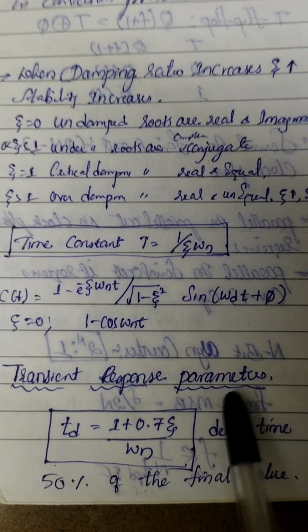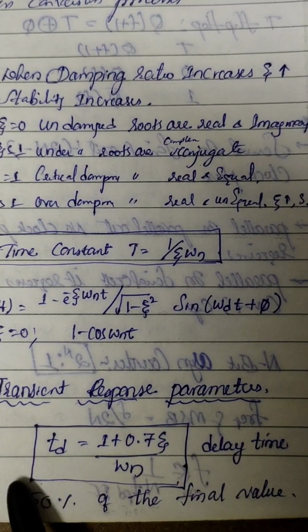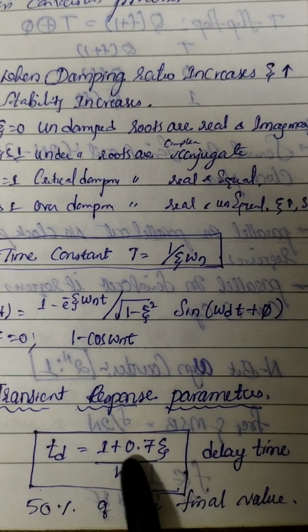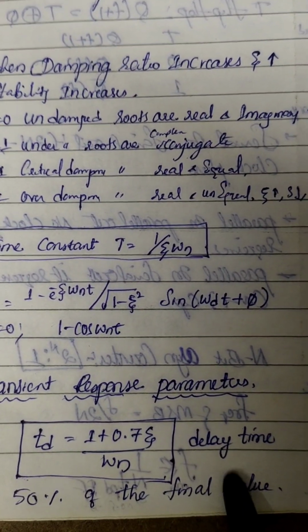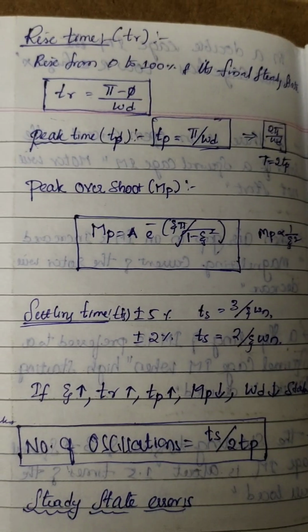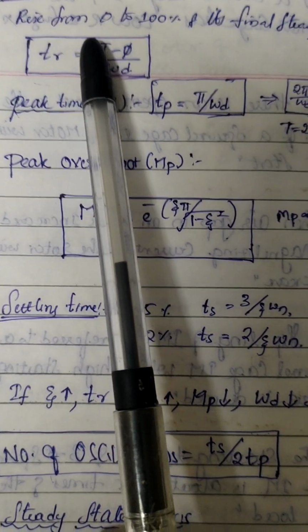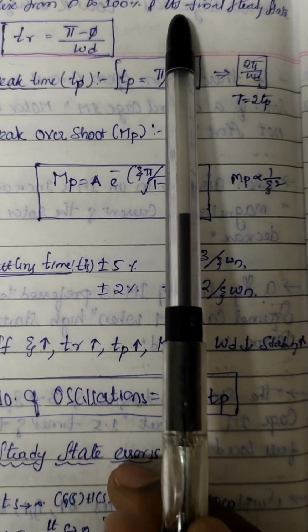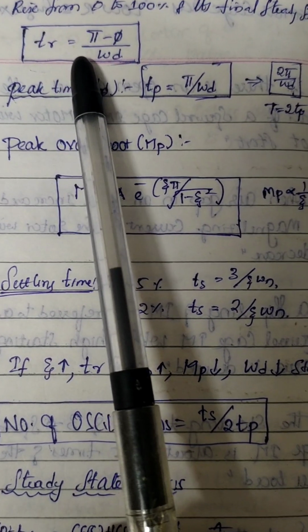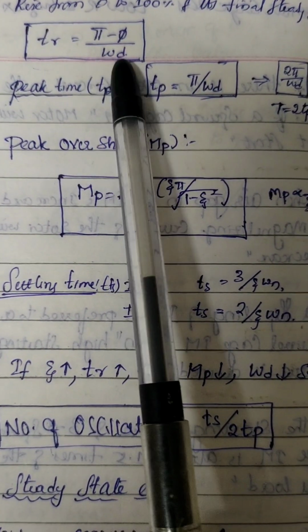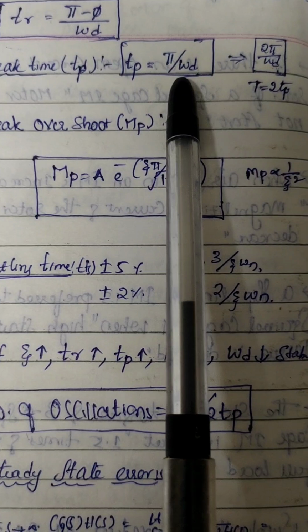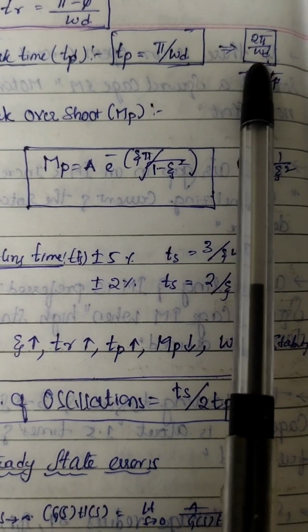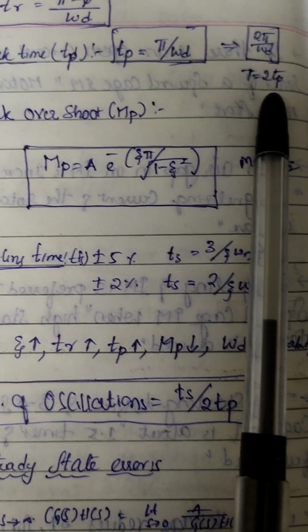The transient response parameters. Delay time is equal to 1 plus 0.7 zeta by omega n. It is delay time, 50% of the final value. Next, rise time TR. The rise time from 0 to 100% of its final steady state, where TR is equal to pi minus phi by omega d. Peak time TP, where TP is equal to pi by omega d.